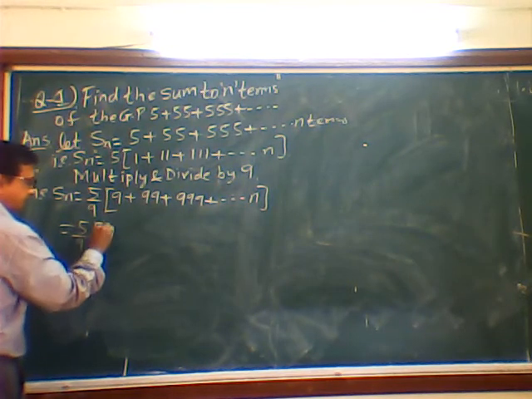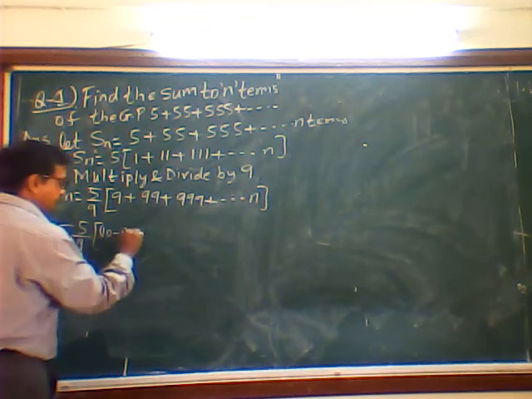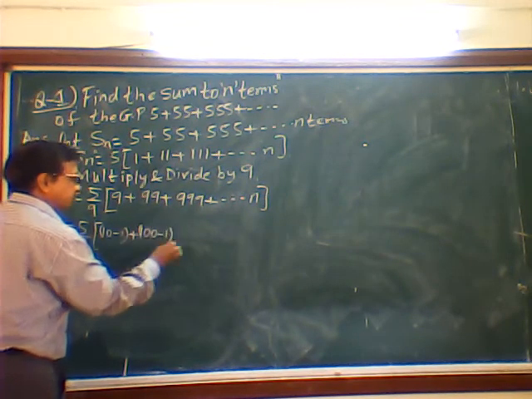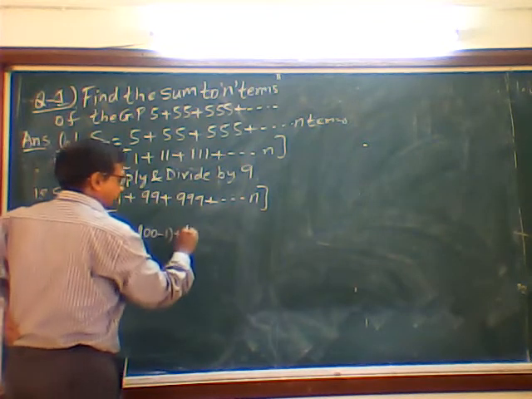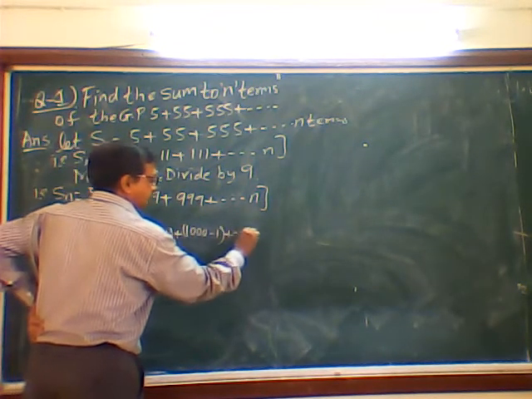This 9 can be written as 10 minus 1. This 99 can be written as 100 minus 1. Plus this can be written as 1000 minus 1, plus dot dot dot.